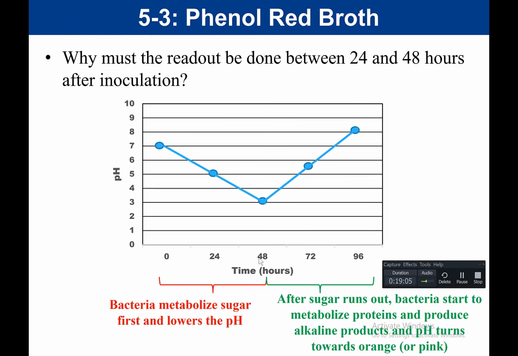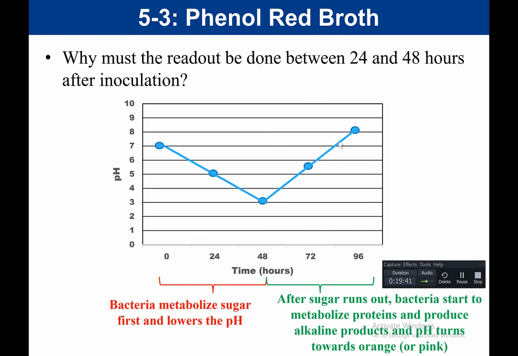But once we get to about 48 hours, the sugar is going to begin to run out because as the bacteria are growing, they're utilizing that sugar as a food source. Then bacteria have no choice but to use the peptones as a food source. And remember that when bacteria use peptones as a food source, it produces alkaline products, and the pH is going to go back up, and the tube is going to go back towards being orange, or if long enough, it could turn magenta.